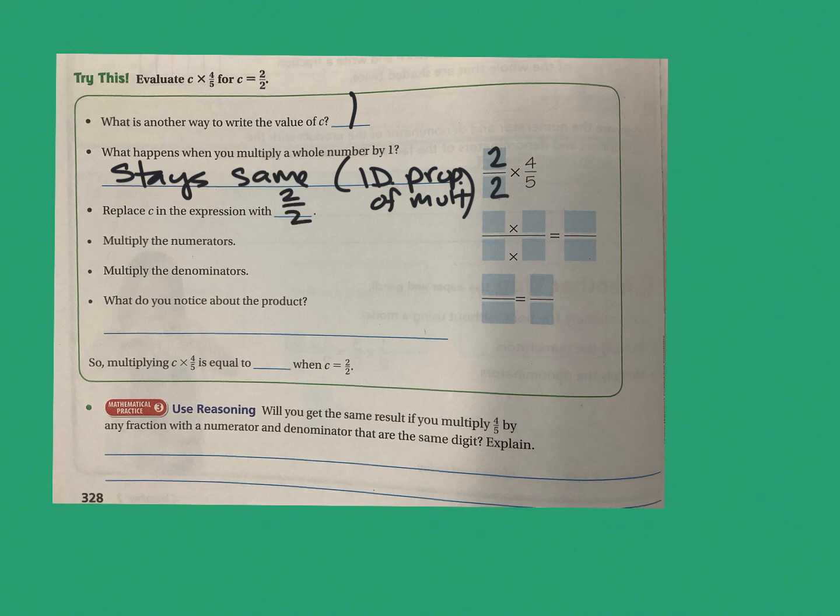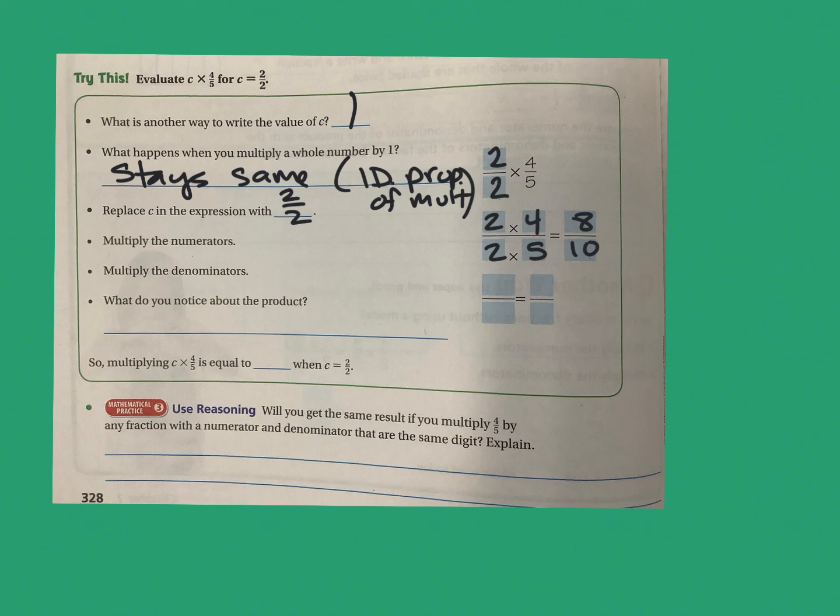But we already kind of know that this is 1, and 1 times 4/5 is going to be 4/5, so we should end up with 4/5. They want me to multiply the numerator, so we have 2 times 4 over 2 times 5, and then I multiply the numerators and denominators. 2 times 4 is 8, and 2 times 5 is 10. And hey, Miss Sanchez, that's not 4/5.